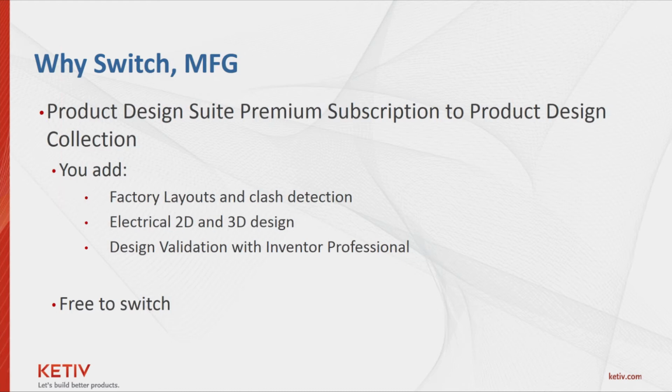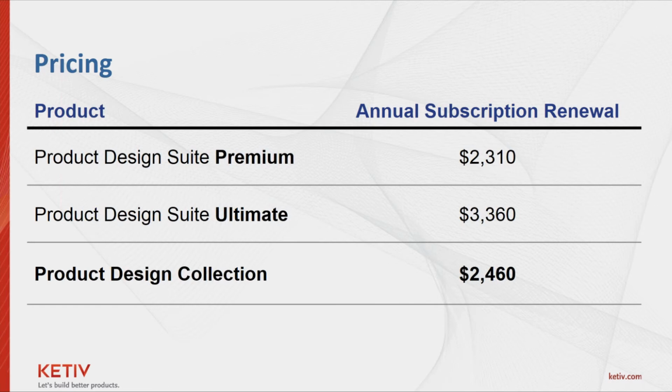Now you can get it all within the Product Design Collection, and it's free to switch. Just a little bit more on this, we wanted to do a little price breakdown as well. The subscription annual cost for Product Design Premium today is $2,310, but you'll see that just for a little bit more, once you do your switch, when it comes time to renew, your renewal will now be $2,460, which is a very small incremental adjustment to get a whole lot more.